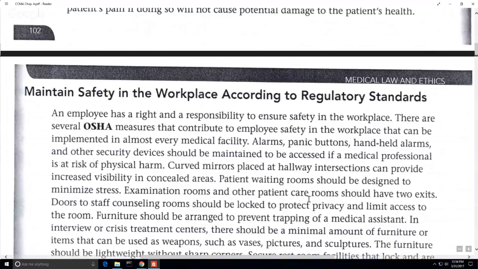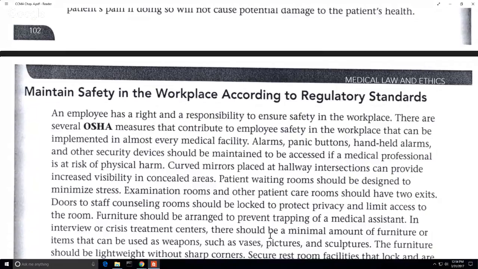Maintain safety in the workplace according to regulatory standards. An employee has the right and a responsibility to ensure safety in the workplace. And there are several OSHA measures that contribute to employee safety in the workplace that can be implemented in most every medical facility.